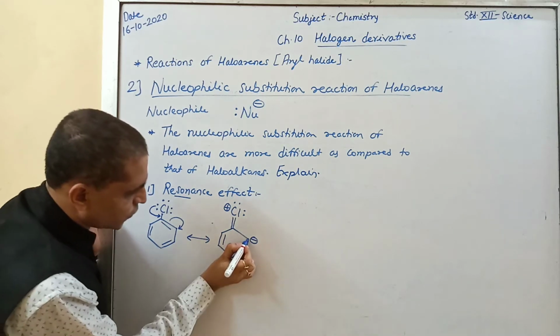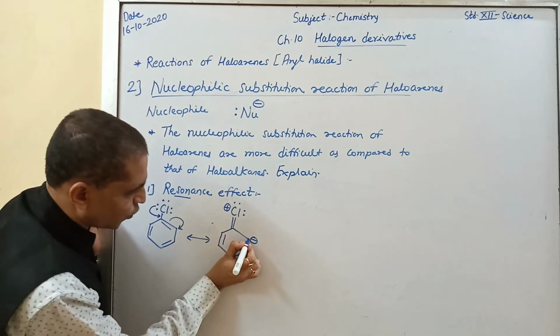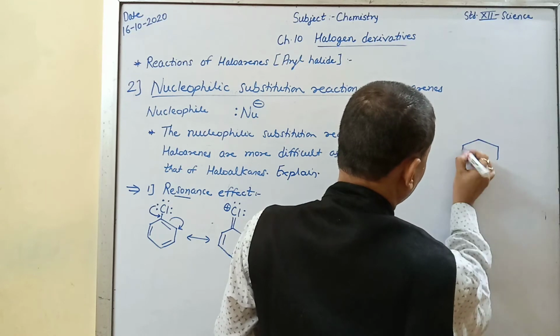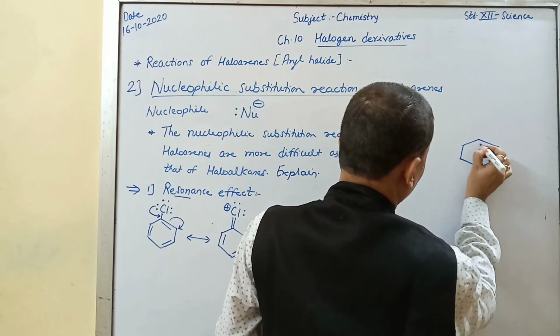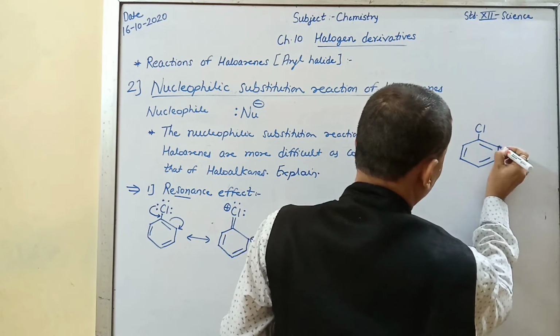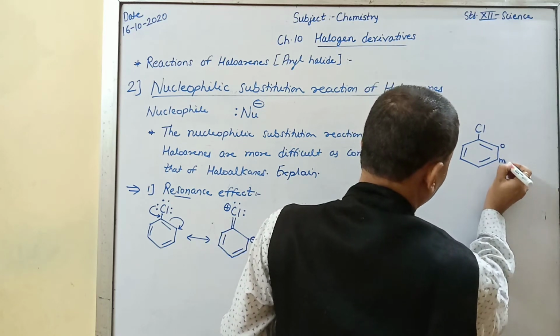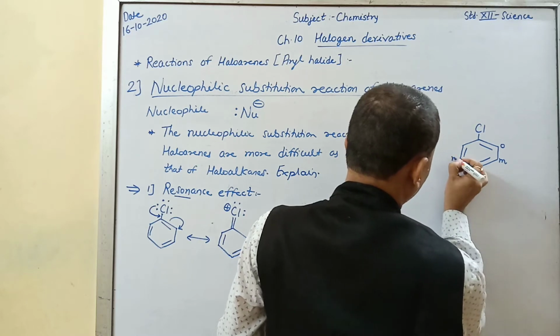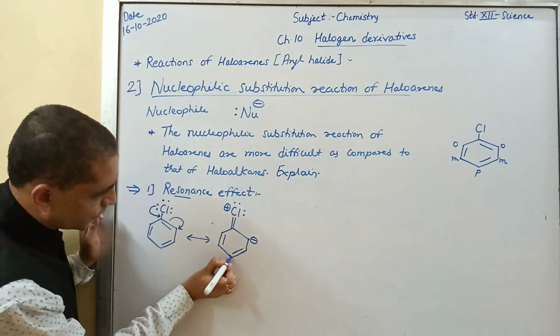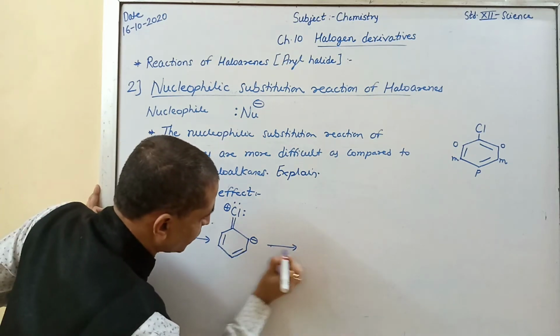See, this position is called what? Ortho position. Ortho. I am writing here. You remember this. Here chlorine. This position is what? Ortho. It is meta. It is para. It is meta. It is ortho. You remember that. Now again proceed for the next structure.